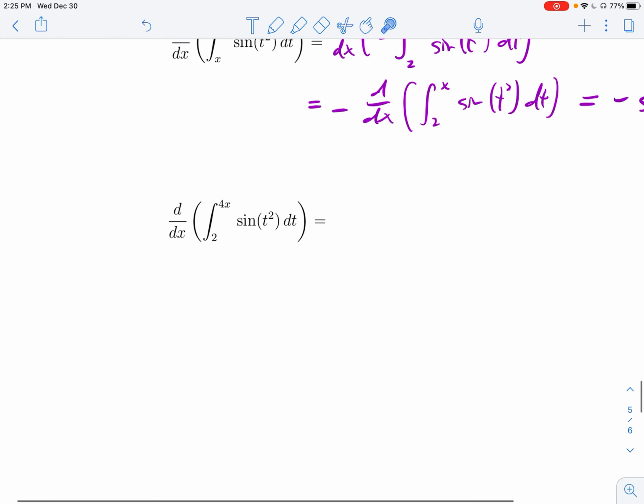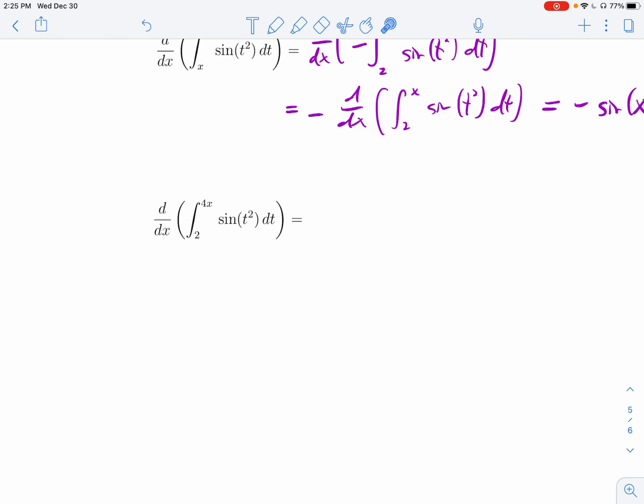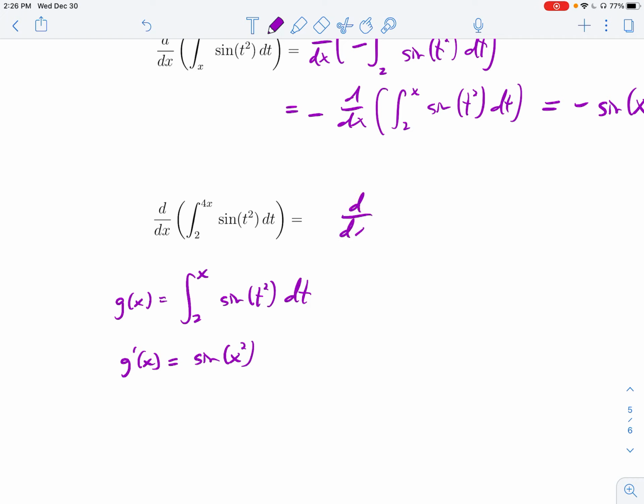Now here, and this is a problem that's going to come up over and over again, it's really tricky. Don't panic if it doesn't quite make sense to you. We want to think that the base function here, I'll call it g. The simple version is when I stop at x. I'm integrating from a constant to x. And we know that g prime of x is sine of x squared. What I'm doing here is I'm taking the derivative, not of g of x, but of g of 4x.